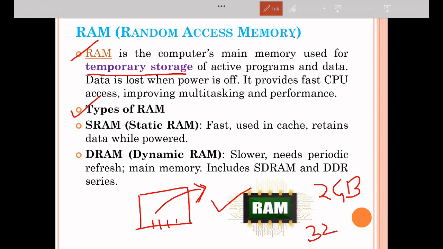There are two types of RAM: number one is static RAM and second is dynamic RAM. What is the meaning of static? This is very fast. Okay, you use it in cache. And second is dynamic memory. This is slower. If you compare with static, this is slower. So this is the main difference.